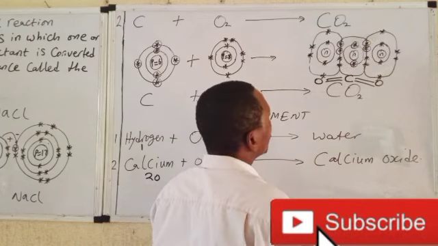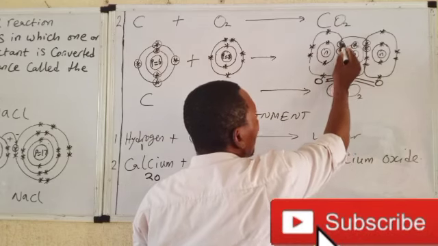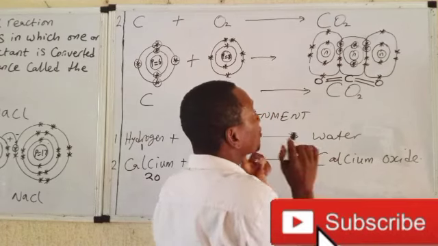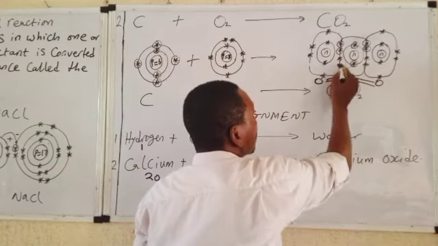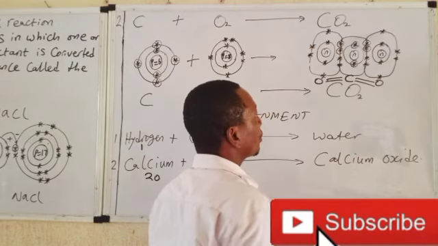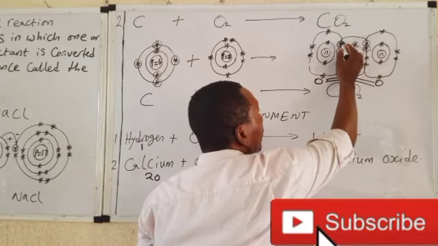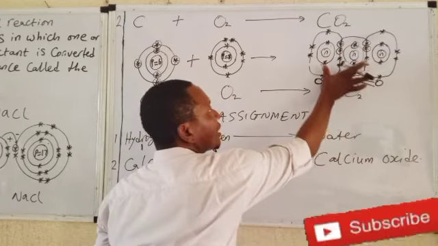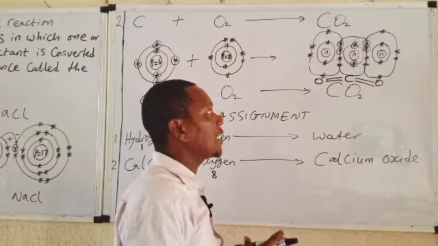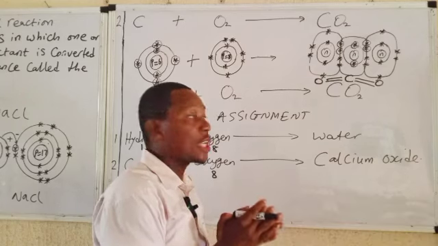Now, the second oxygen will do the same. Carbon donates 2 and oxygen donates 2. So we now have 1, 2, 3, 4, 5, 6, 7, 8. It is now stable. Remember, oxygen previously had just 6 electrons in its outer shell. What about the carbon itself? Is it actually stable? Let's count the number of electrons. Remember, the first shell takes 2 and the second shell takes 8. So we now have 1, 2, 3, 4, 5, 6, 7, 8. So the 3 atoms in this carbon dioxide are stable. They have attained the maximum number of electrons in their outermost shell.